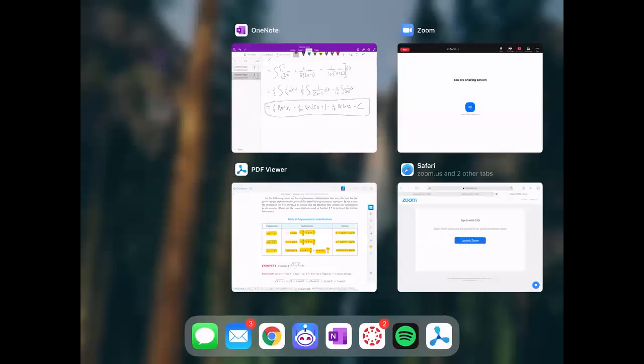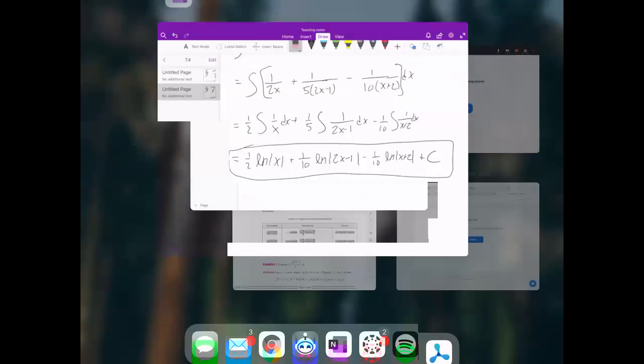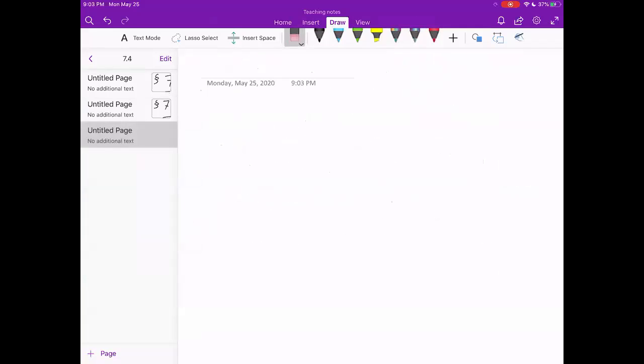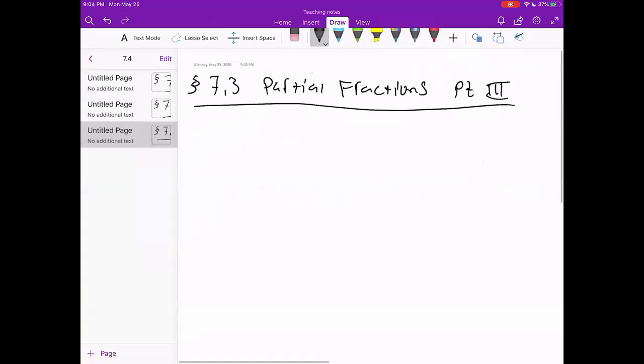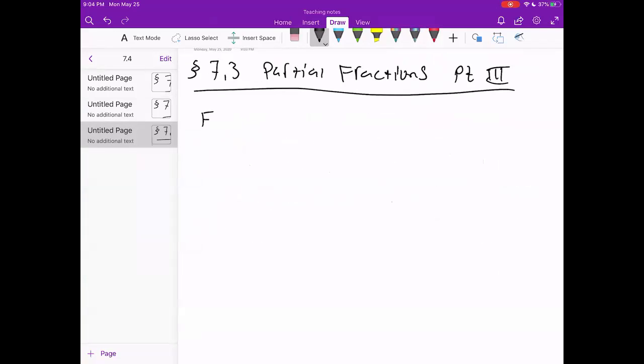Alrighty, so we're going to continue on with section 7.3, partial fractions. Again, there are a ton of examples in this section. So I think this would be part 3, partial fractions. Okay, so we're just going to jump into another example. This one's going to be easier than the last one.